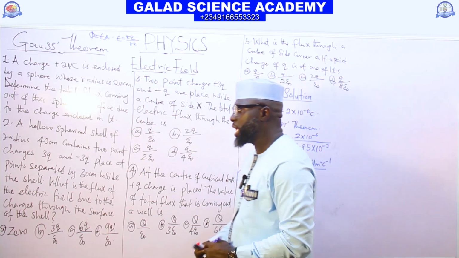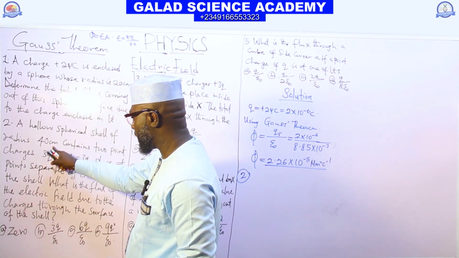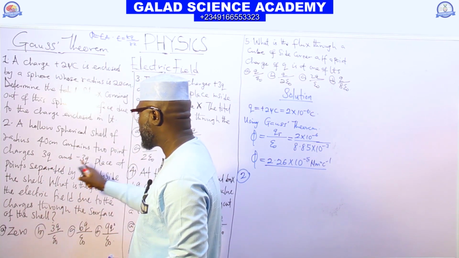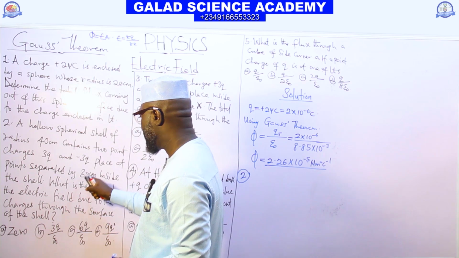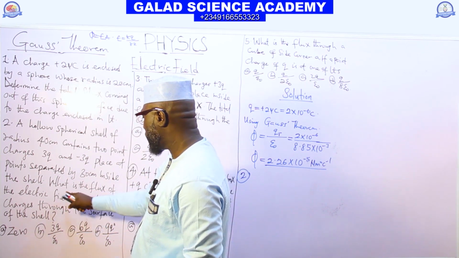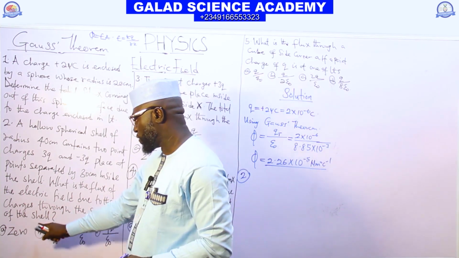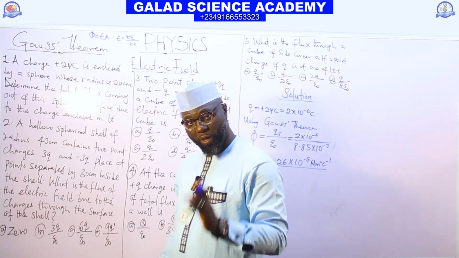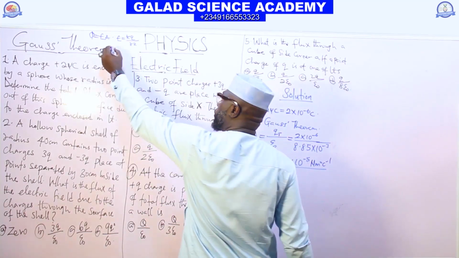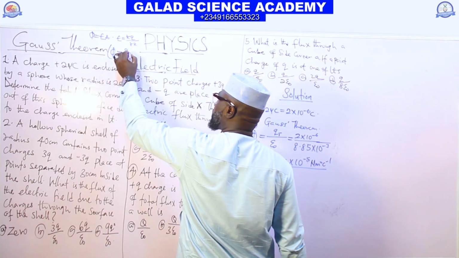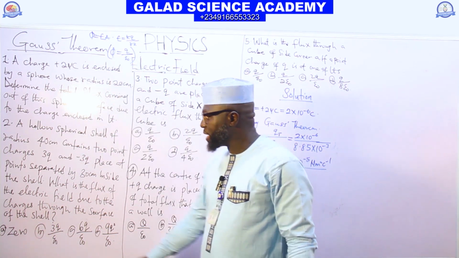We are given that a hollow spherical shell of radius 40 meter contains a point charge Q, placed at a point separated by 30 centimeter inside the shell. What is the flux of the electric field due to the charge through the surface of the shell? This is a multiple choice question. You can see that our answer is in form of Gauss theorem, which says that the flux equals the total charge over the permittivity of free space. So we have our answer in this form.